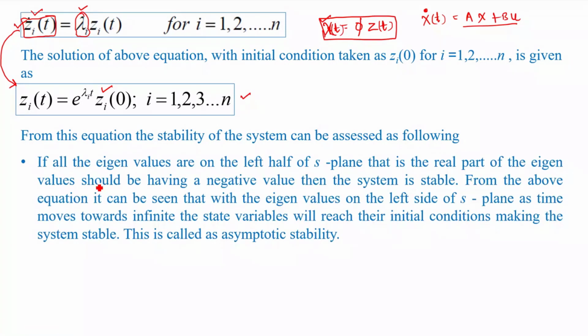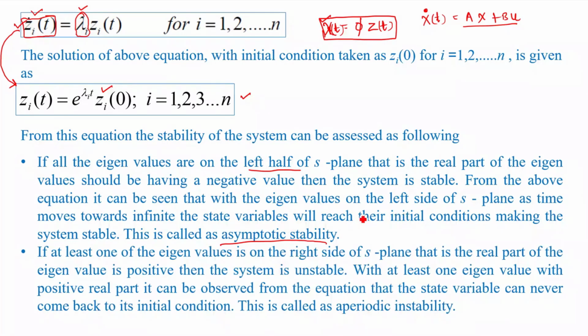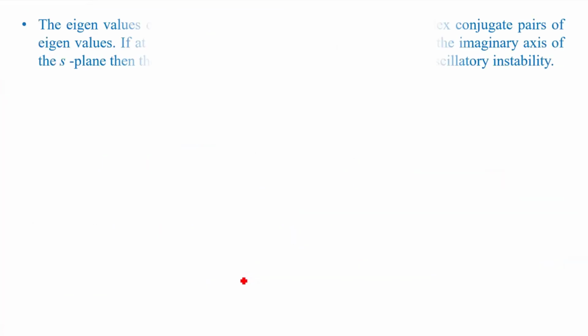As we already discussed, if the eigenvalues are on the left half of the S-plane, then the system is asymptotically stable. That is known as asymptotic stability. Also, if one of the eigenvalues is in the right half of the S-plane, then this is aperiodic instability, meaning the system is unstable, because when one eigenvalue is in the right half plane, one of the modes becomes unstable, and your system becomes unstable.